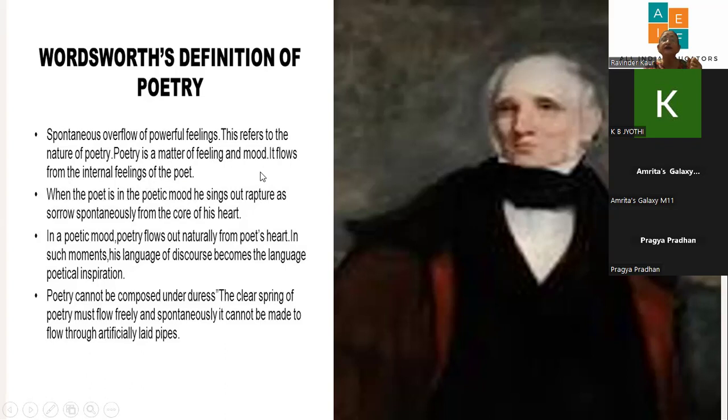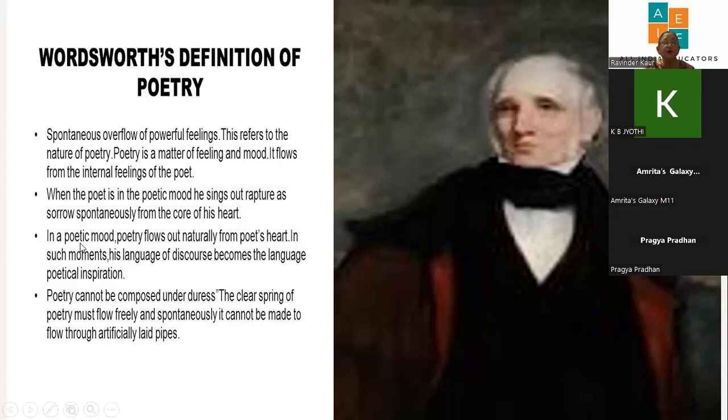When strongly the poet is feeling, then he writes whatever he is feeling inside himself. When the poet is in the poetic mood, he sings out raptures spontaneously from the core of his heart, isn't it? Some poems, when we are reading, they just touch our hearts. That is when we are successful in teaching the poems, when the same feeling is felt by the students, they are also feeling moved by reading the piece of art.